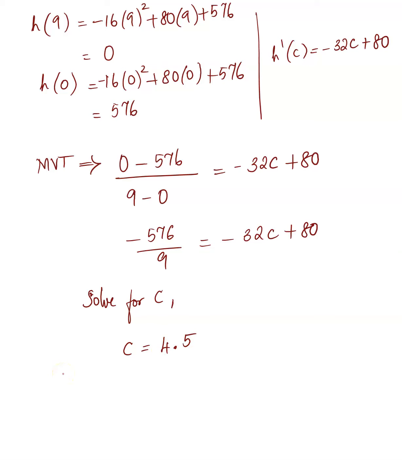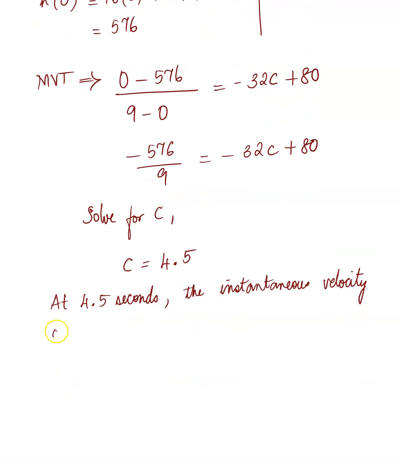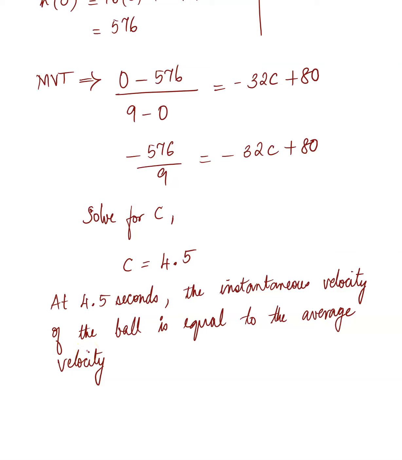Now, because it's a word problem, you have to interpret this. So at 4.5 seconds after launching, of course, then pull the sentence right from the question and say the instantaneous velocity of the ball is equal to the average velocity during its trajectory.